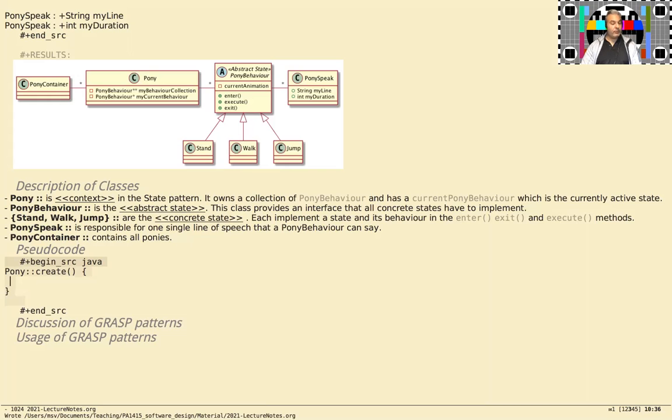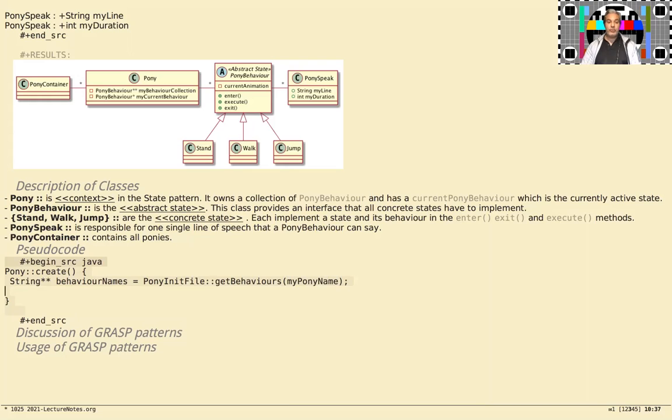We would like to get a list of behaviors from some sort of configuration file that's in some sort of init file format. Get all the behaviors that this particular pony should have, and then based on this we can start creating them.